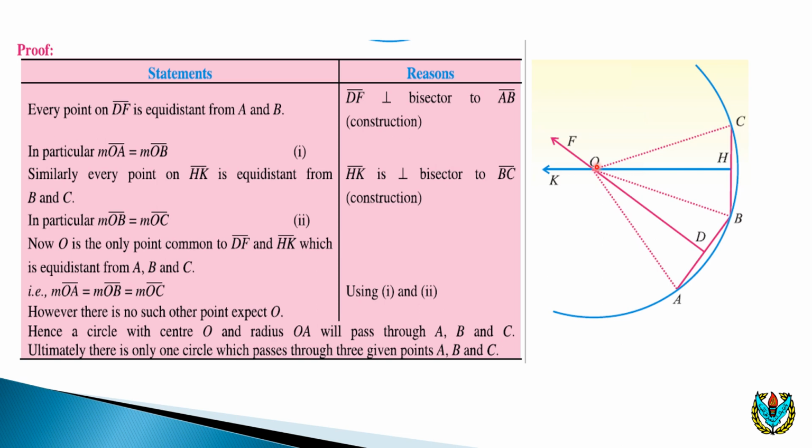So OA is the radius, and OB is also the radius of the circle. One and only one circle can pass through all these three non-collinear points A, B and C. So we will say that there is only one circle which can pass through these three non-collinear points A, B and C. This theorem we are having in our book on page number 181.